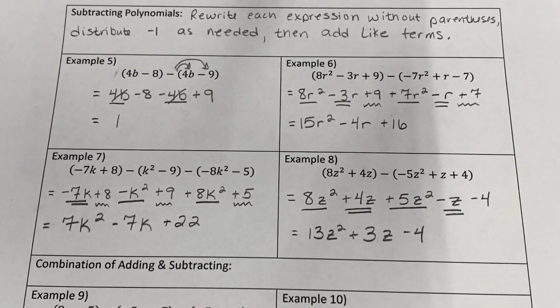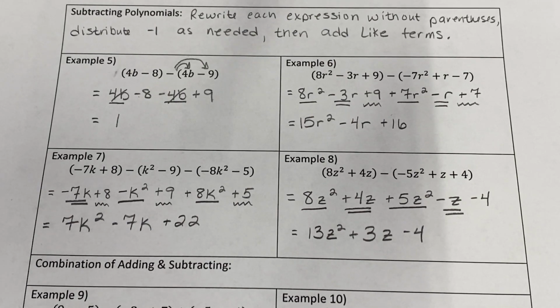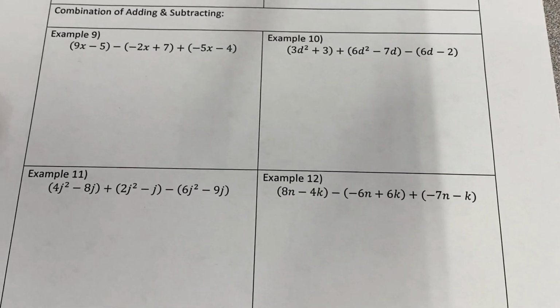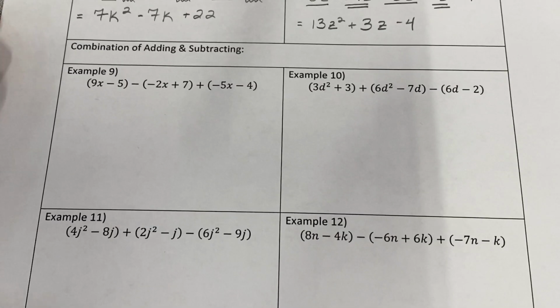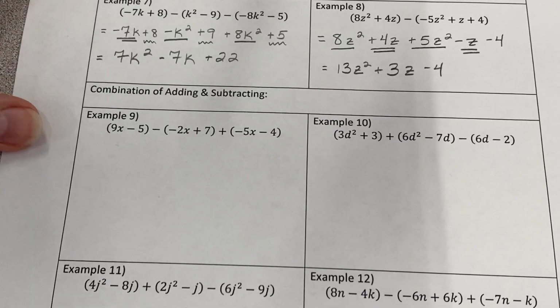Okay, so those are my examples with subtracting polynomials. And now, our last 4 examples, we're just going to combine. When do we distribute? When don't we? When do the signs change? When don't they? Let's make sure we're okay with that.